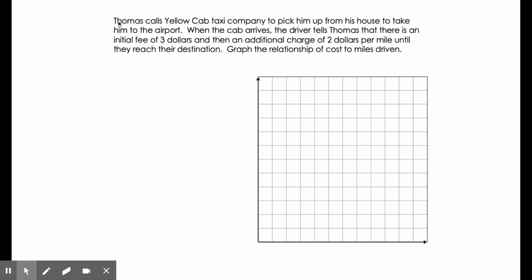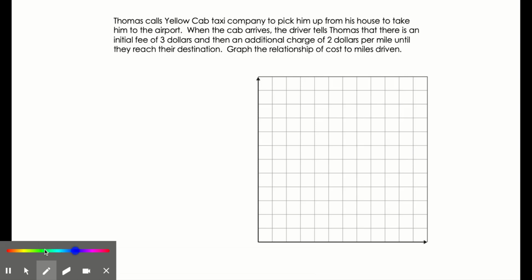So in this case, our word problem tells me that Thomas calls Yellow Cab taxi company to pick him up from his house to take him to the airport. When the cab arrives, the driver tells Thomas that there is an initial fee of $3 and then an additional charge of $2 per mile until they reach their destination. So we are asked to graph the relationship of cost to miles driven.